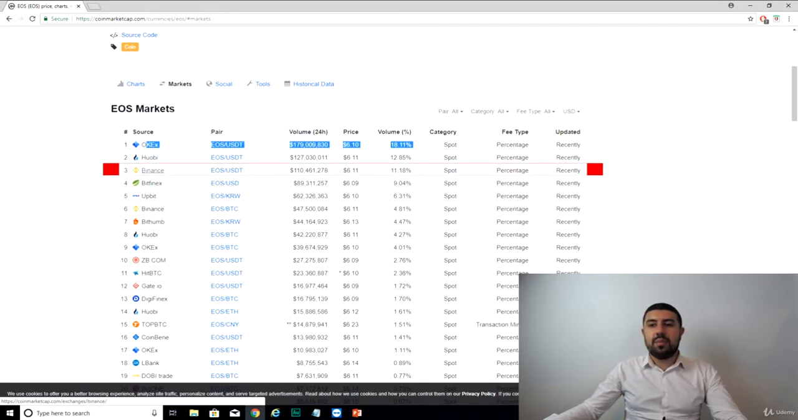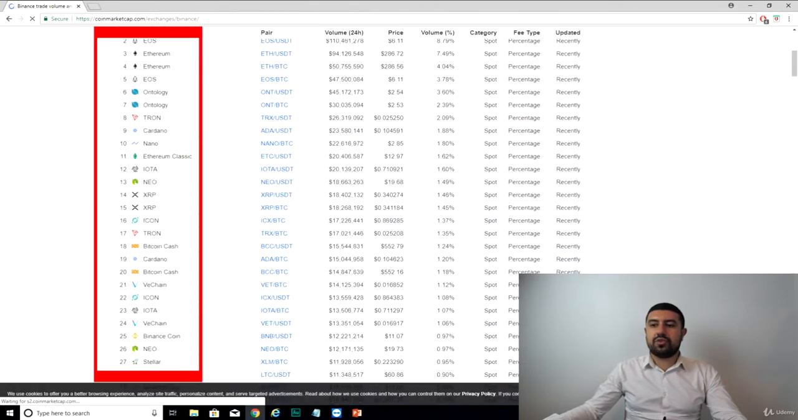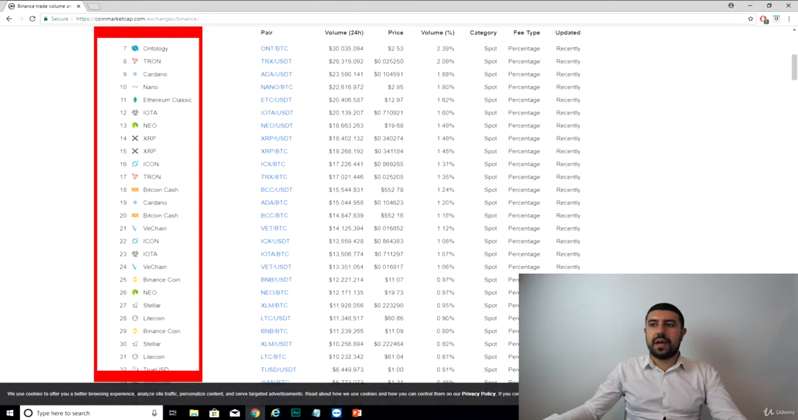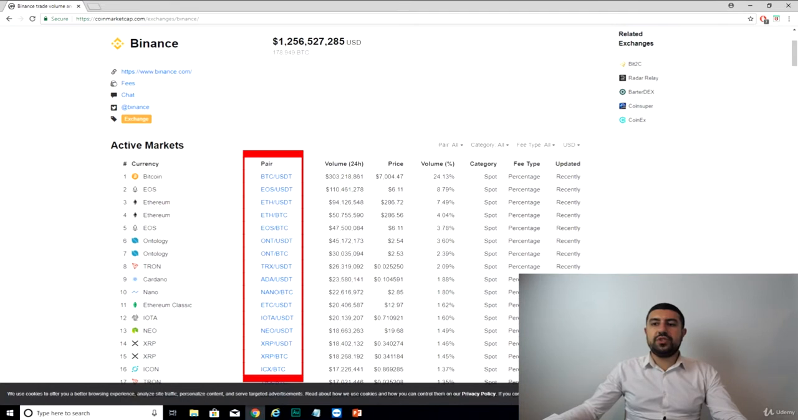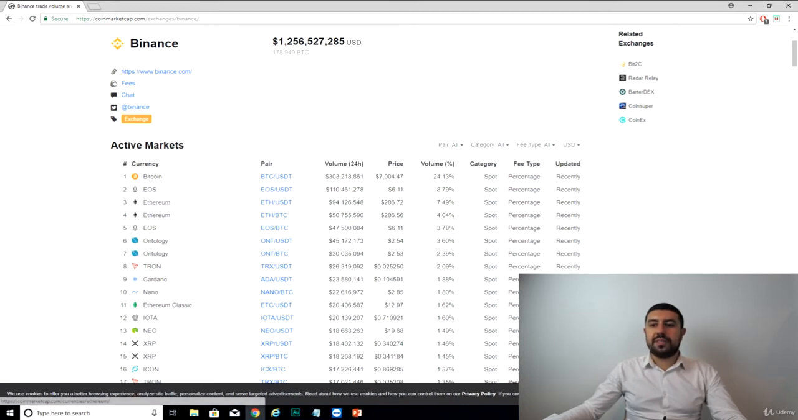Binance has it. But if I click on Binance, I could see all the coins that trade on Binance. Now, what you're going to see is the pair. So for example, Ethereum here, you can see that I have it twice. Well, why? Because you can buy Ethereum using USDT.